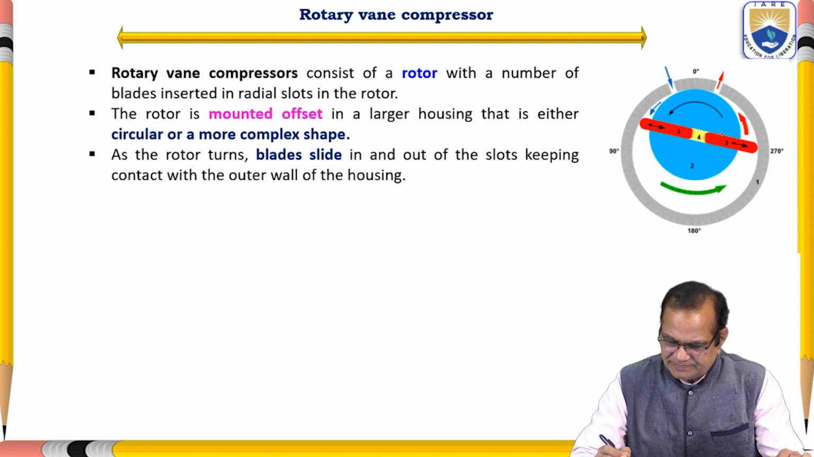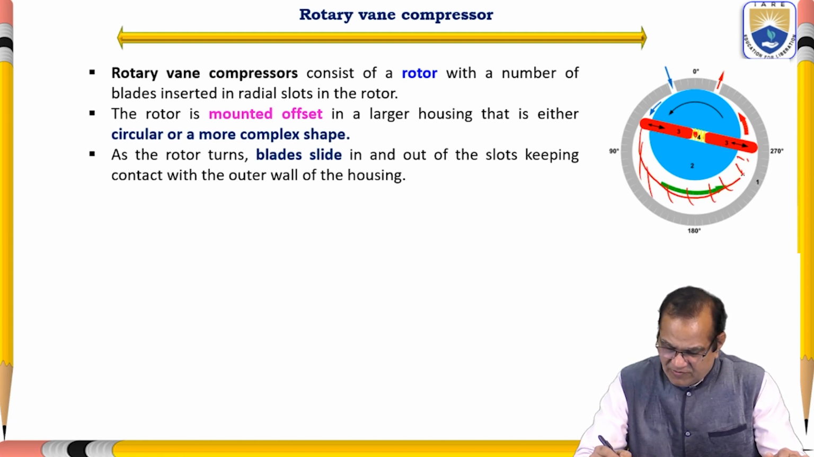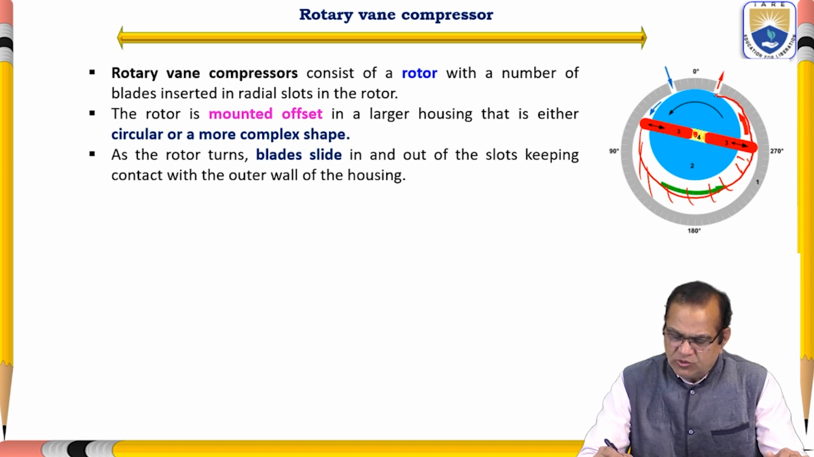You can see here, this is the center and these are the blades. They are moving up and down. If you move like this, this volume is more. As they compress from here to here, the volume is reduced and the air goes to the outlet. So in this way compression takes place.